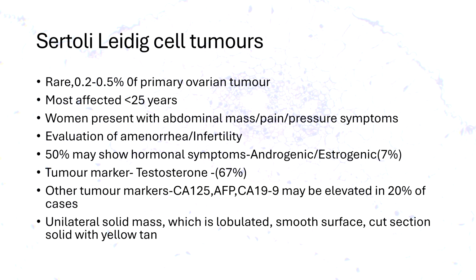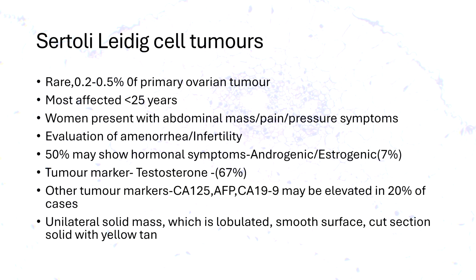Sertoli Leydig cell tumor is a rare type of primary ovarian tumor constituting about 0.2 to 0.5% of all ovarian tumors. Most affected are women less than 25 years. Of course, it can occur at any age group. Women usually present with abdominal mass, abdominal pain, or pressure symptoms, or they may come for evaluation of amenorrhea or infertility. 50% of these women may show hormonal symptoms due to androgen, where they may present with amenorrhea, oligomenorrhea, hirsutism, or even rarely with virilization.